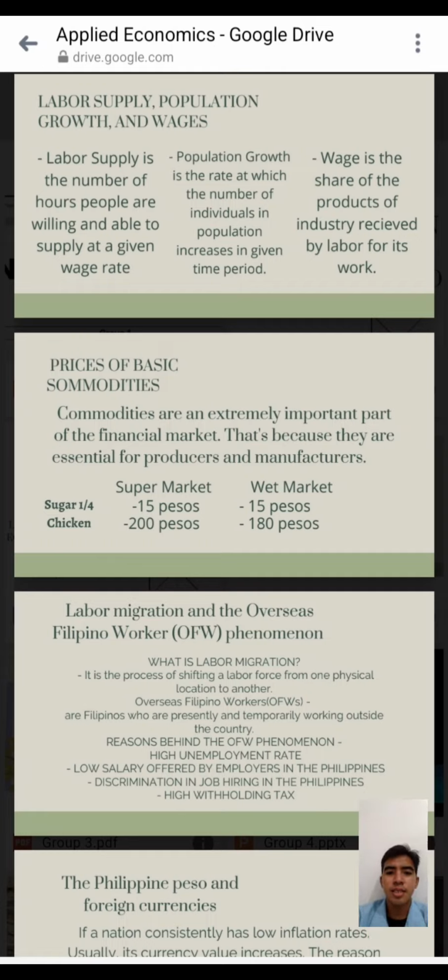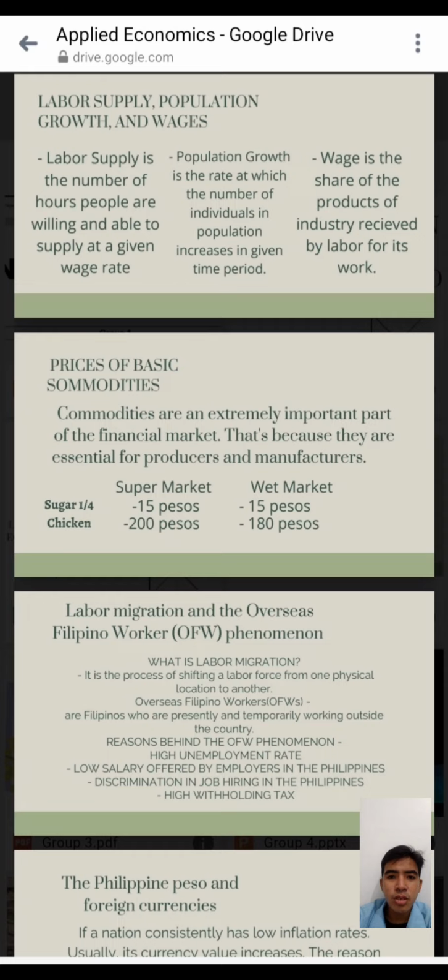Price of basic commodities. Commodities are an extremely important part of the financial market, because they are essential for producers and manufacturers. Sugar 1/4, chicken: supermarket 15 pesos to 100 pesos, wet market 15 pesos to 180 pesos.